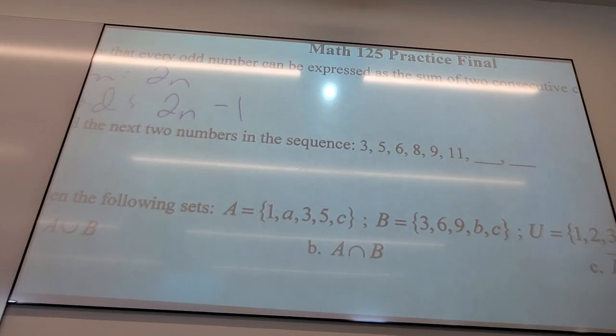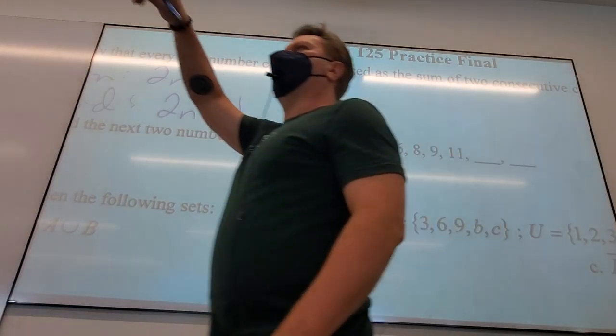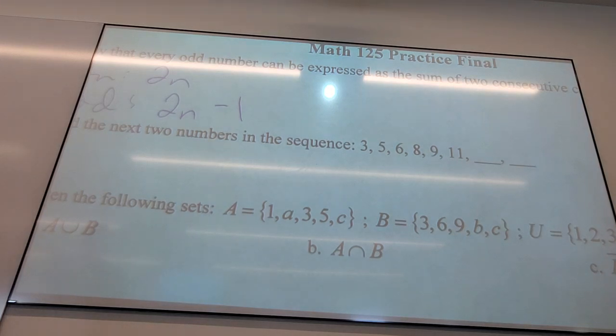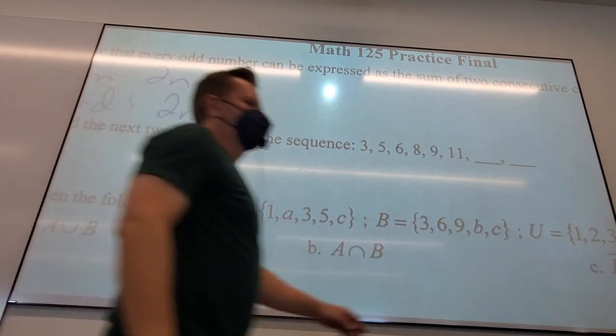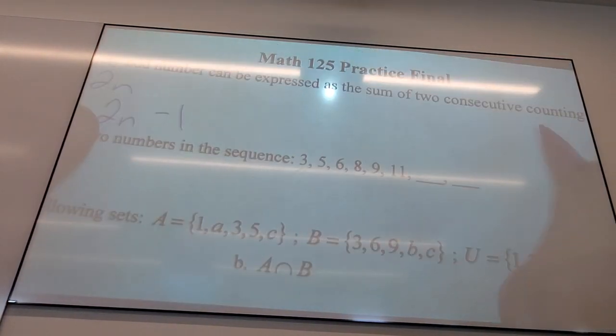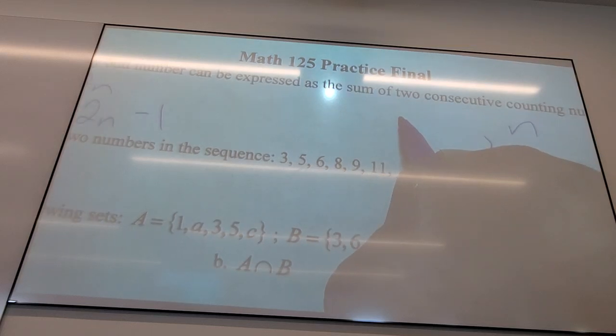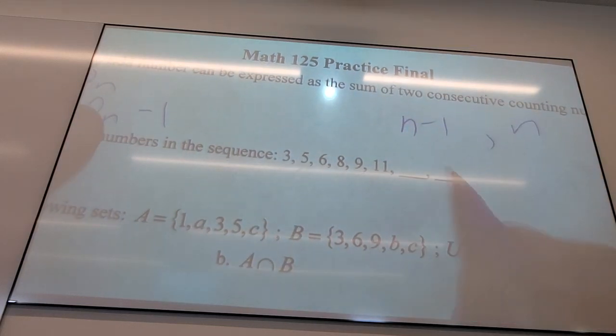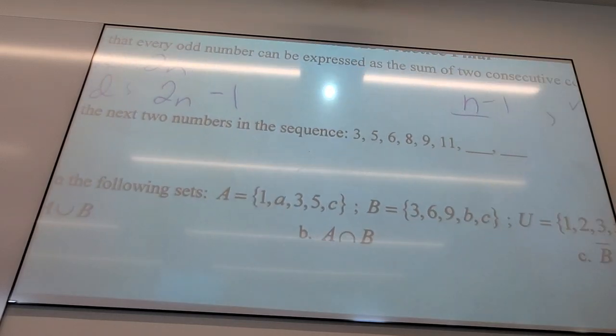Now, let me do it this way. Somebody give me a counting number. 17. What's the number before that? Good. So somebody give me every counting number. N. What's the number before that? If I have n, what comes before it? N minus 1. And what do you get when you add those together? 2n minus 1. Kabam.